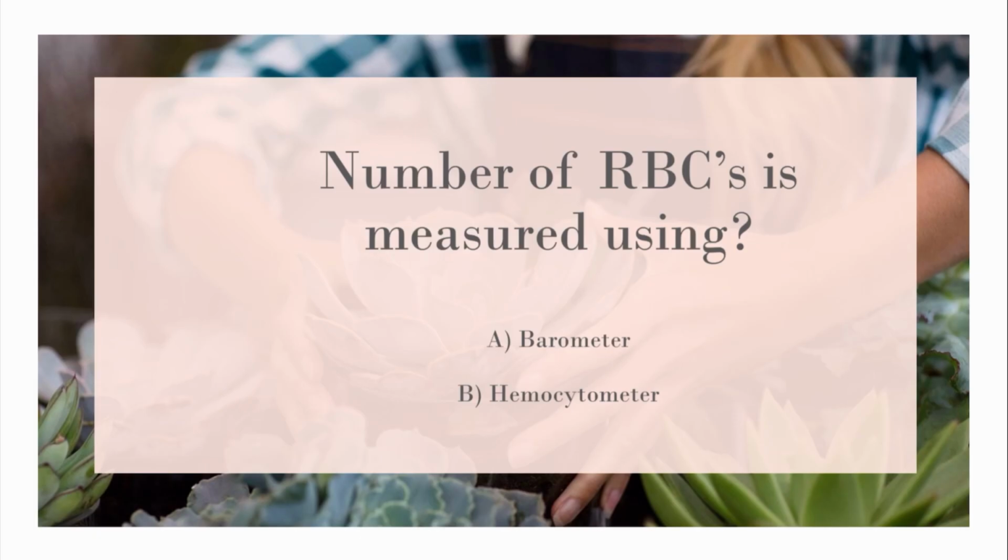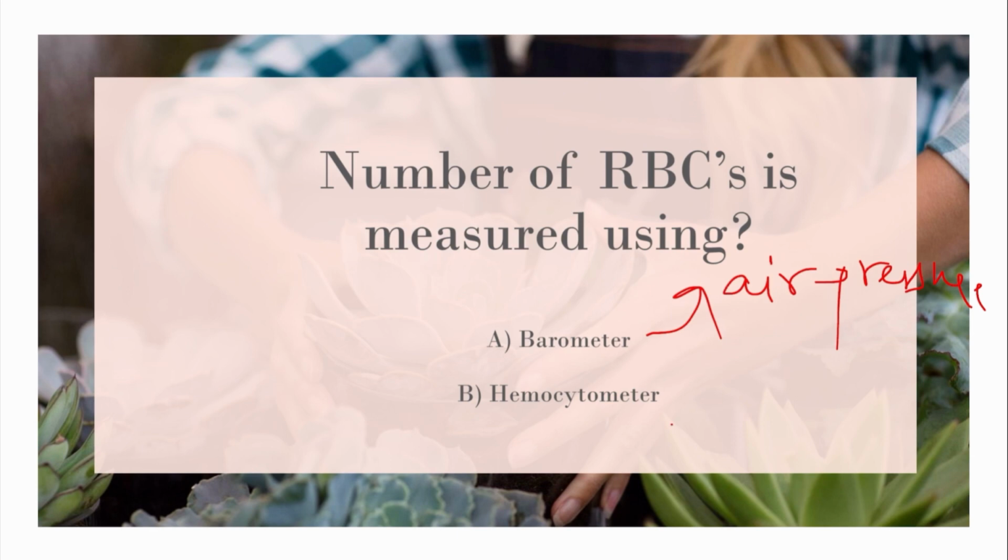Okay, moving on to the next question. The number of RBCs is measured using which instrument? In this option, two instruments are mentioned. One is a barometer, the second is a hemocytometer. A barometer is a scientific instrument, basically used to measure air pressure in a certain environment.